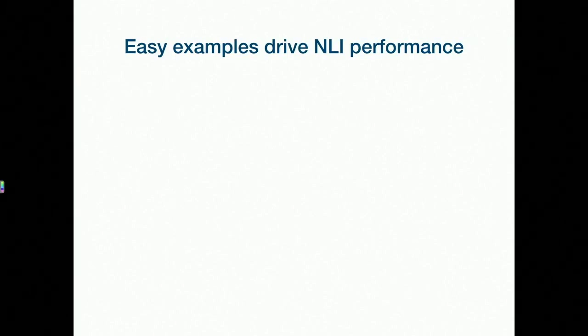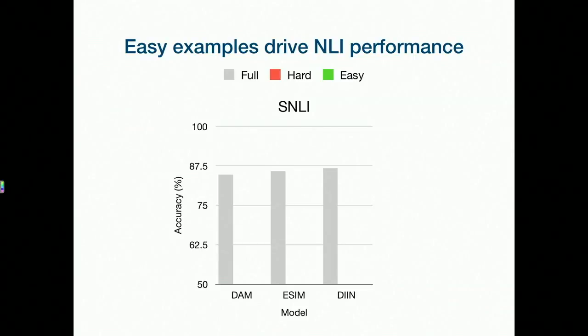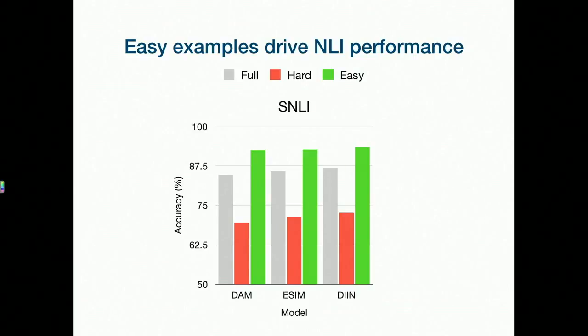We showed that easy examples drove NLI performance. If you see a graph here, this is the accuracy of the same models. On the full data, we get about 87% accuracy. If you look at just the hard examples, the ones the hypothesis-only classifier was not able to get correct, the accuracy of those models drops pretty significantly, 10 to 20 points. And if you look at the easy examples, those models are able to do really, really well. So this shows us the majority of the examples that these models are able to get right are the ones that have annotation artifacts. And we get very similar results in multi-NLI too. Check out the paper if you want to learn more.